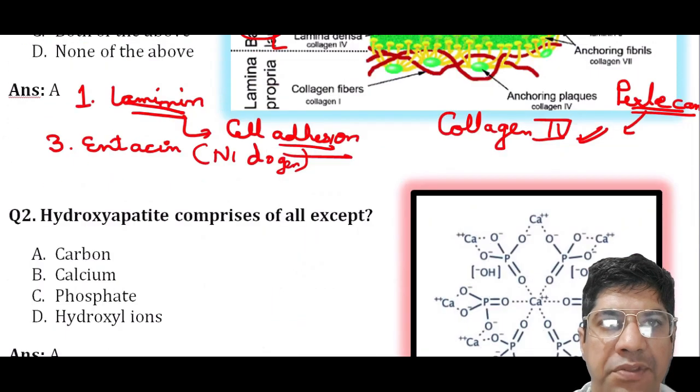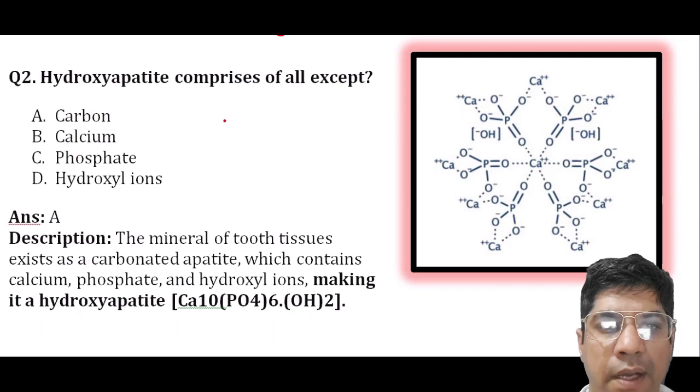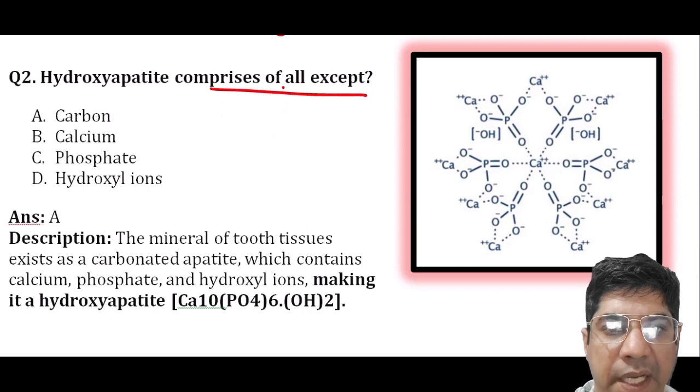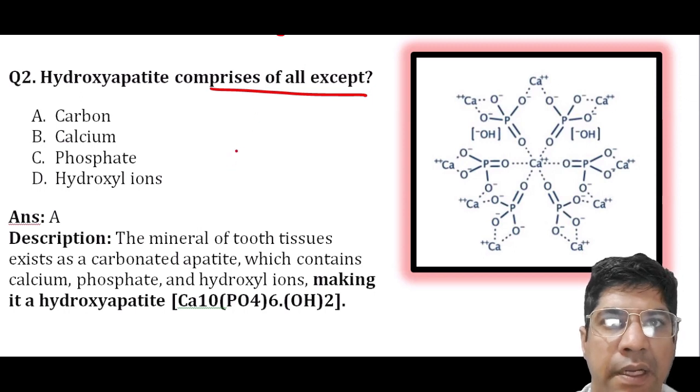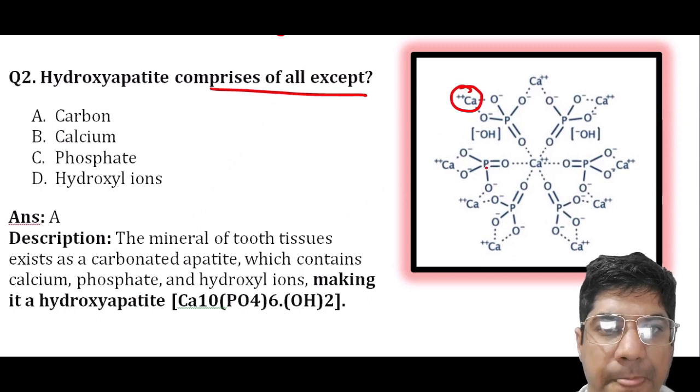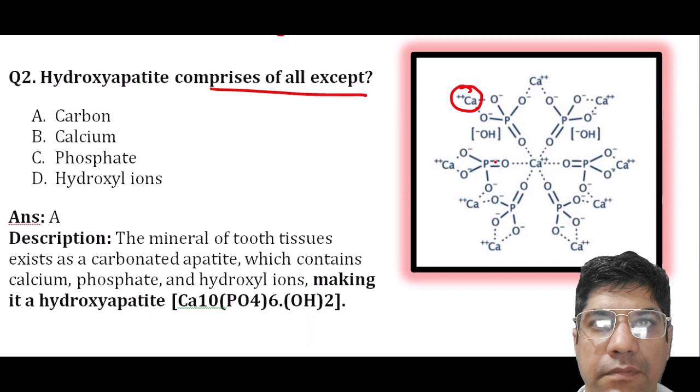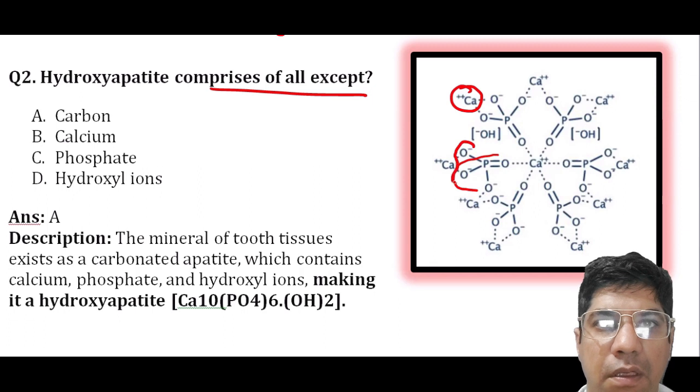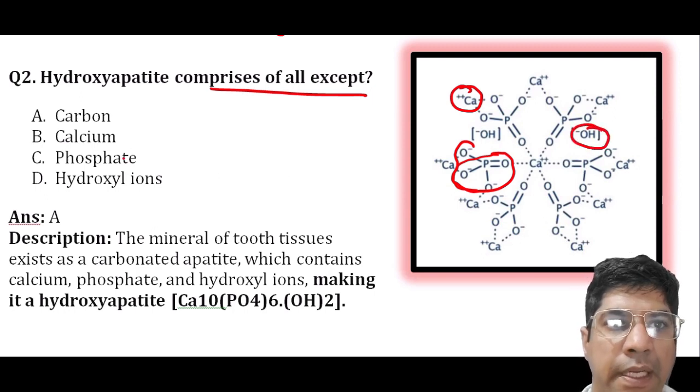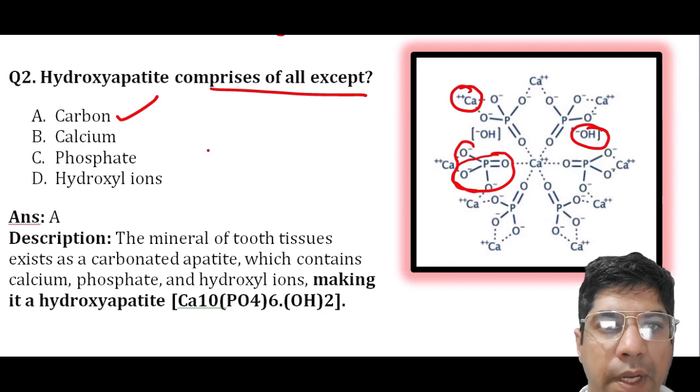The next question: hydroxyapatite consists of all except. Well, carbon is not a component of hydroxyapatite. Hydroxyapatite consists of calcium, phosphate, and hydroxyl ions. So carbon is not a component of hydroxyapatite.